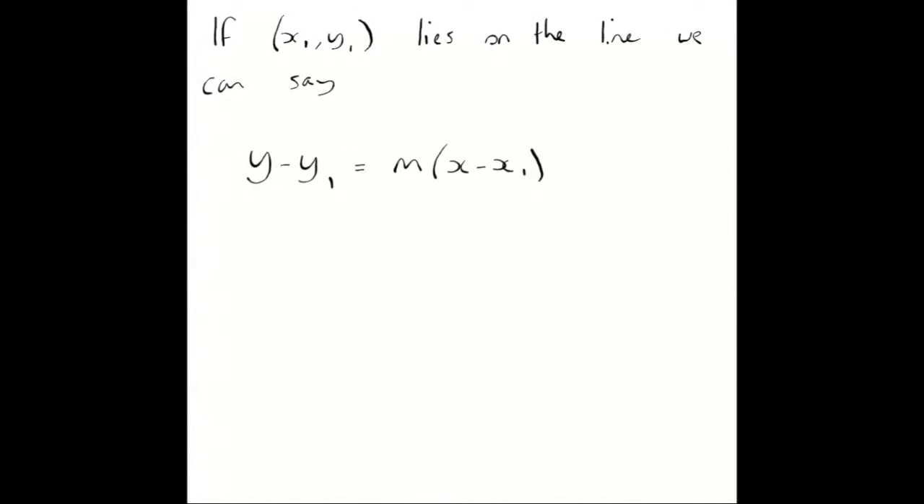If the coordinate (x1, y1) lies on the line, we can say y - y1 = m(x - x1). That's a much neater version of the formula. It's exactly the same, it gives you the same answers, but it's a lot better for more complicated questions. We'll look at an example of this.